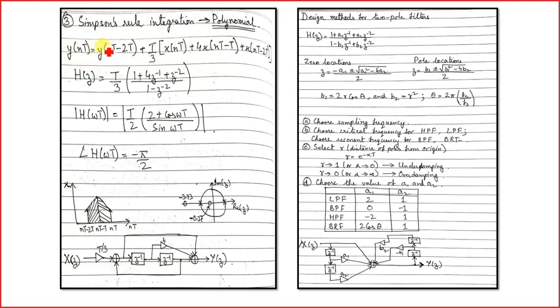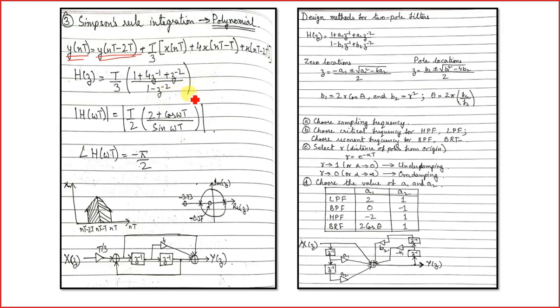Now, if you see the Simpson's rule integration, it is given by y(nT) = y(nT - 2T) + T/3 [x(nT) + 4x(nT - T) + x(nT - 2T)]. If you perform the z transform, we get H(z) = T/3 (1 + 4z^-1 + z^-2) / (1 - z^-2).